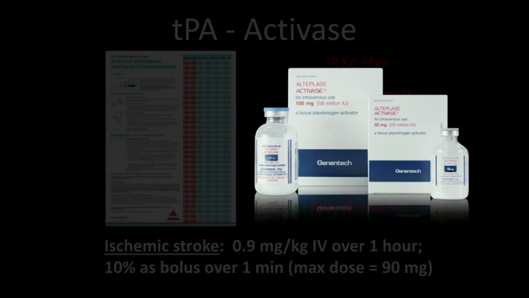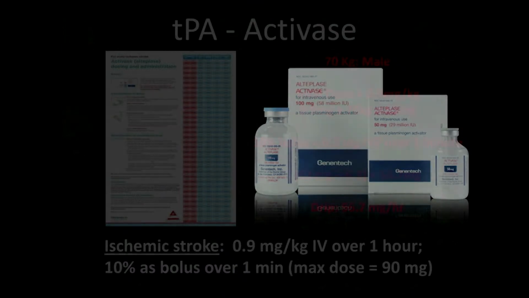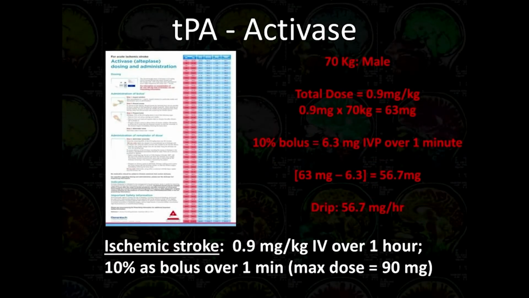And that is because in, for example, a PE setting, for those treatment regimens related to PE, 100 milligrams is going to be the max dose. So in an ischemic stroke setting, you want to take out that excess drug. So how do we dose this?